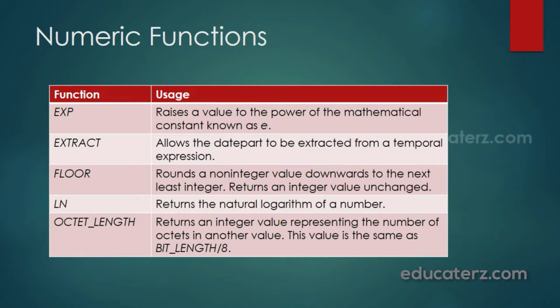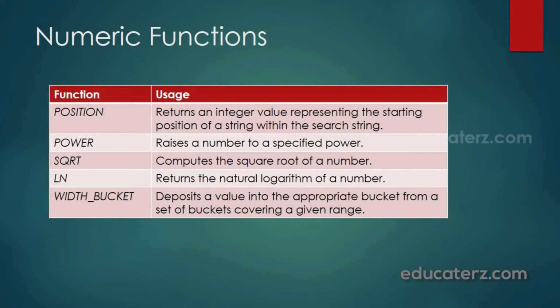LN is a function that returns the natural logarithm of a number. OCTET_LENGTH returns an integer value representing the number of octets in another value. This value is the same as bit length divided by 8. POSITION returns an integer value representing the starting position of a string within the set string. POWER raises a number to a specified power.